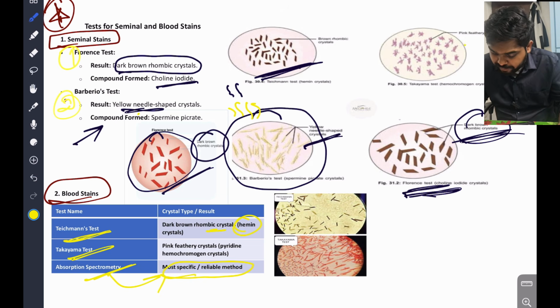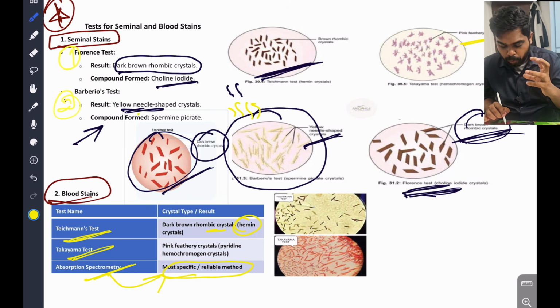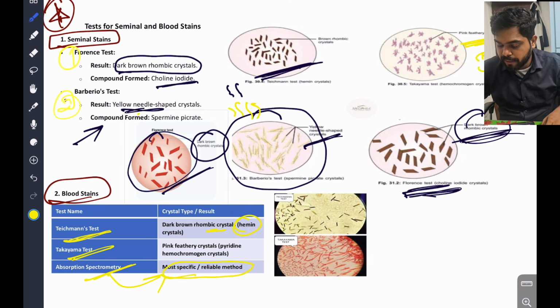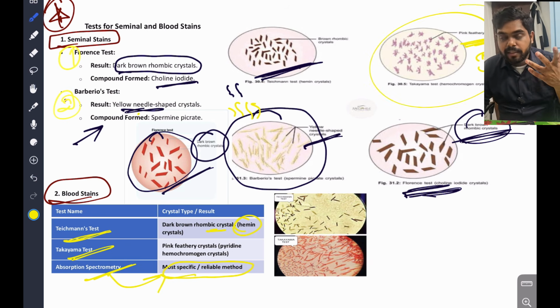you can see pink feathery crystals. So pink feathery because of pyridine hemochromogen crystals. So Takayama is pink feathery. You imagine Takayama is a Japan name. So they have some feathery dresses, feathery things. There will be feathers to do some dance and all. So Takayama is looking like a Japan name. They have some feathers to dance. So Takayama, pink feathery crystals.